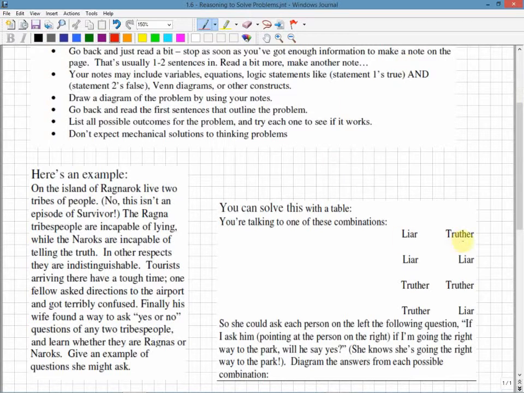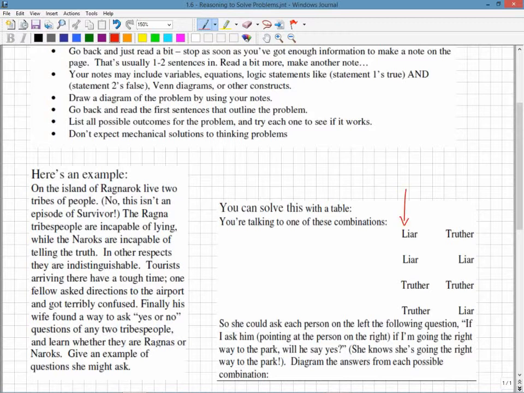So here's an example of how you might solve this. You're talking to one of these combinations. So here's a table. I'm living on an island, and there are these 2 people, Ragnas and Naroks. I'm going to make a chart. Either I'm talking to a liar and a truther, a liar and a liar, 2 people that are telling the truth, or one person that's telling the truth and the other person's the liar. All possible combinations.